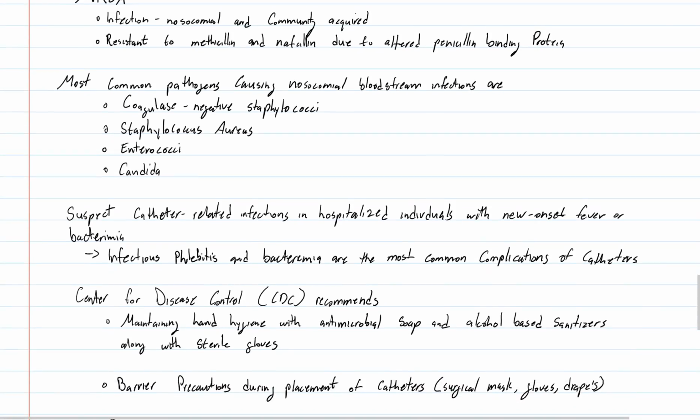You also need to know that the most common causes of nosocomial bloodstream infections are coagulase negative staphylococci, Staphylococcus aureus, enterococci, and candida. Catheter related infections should be suspected in hospitalized individuals with new onset fever.